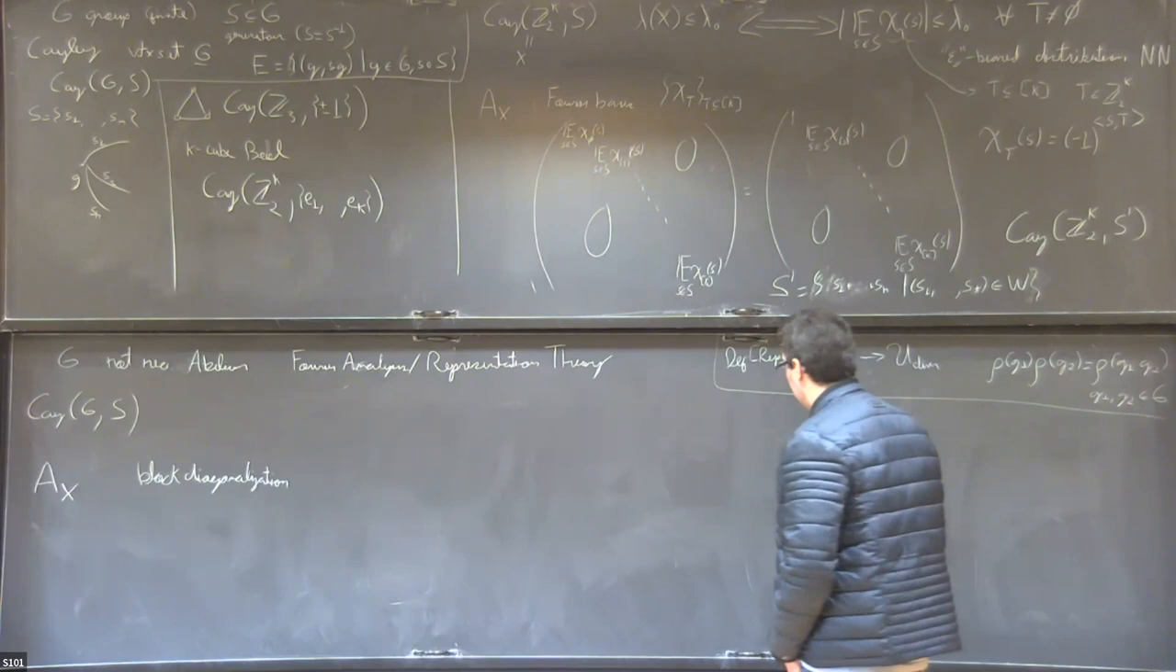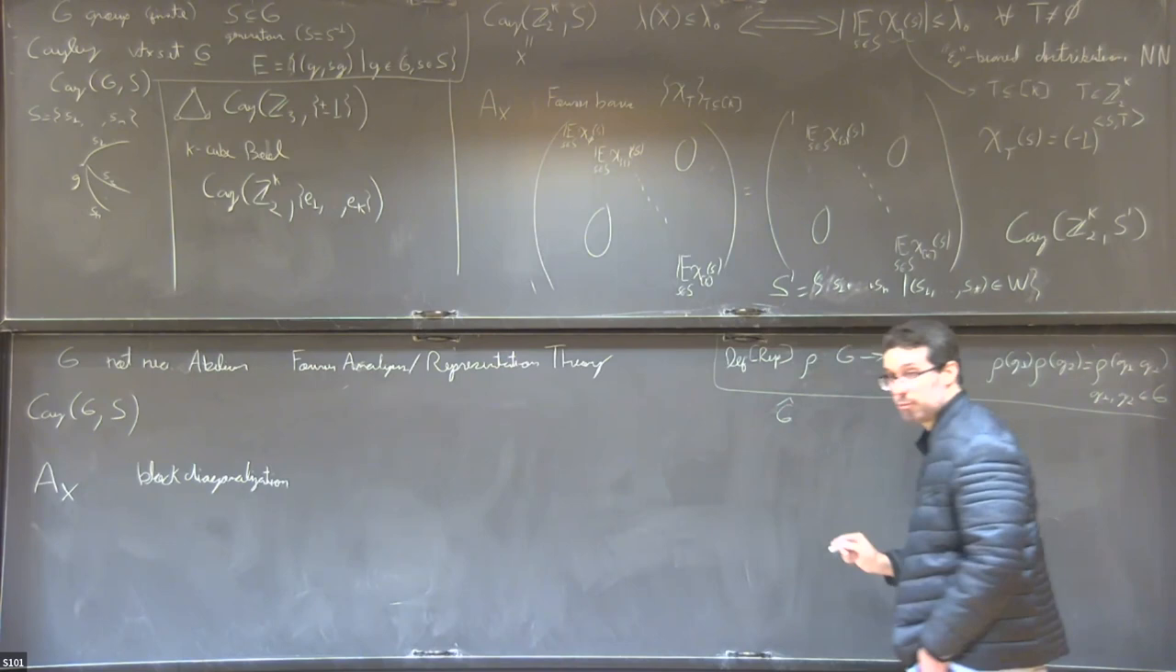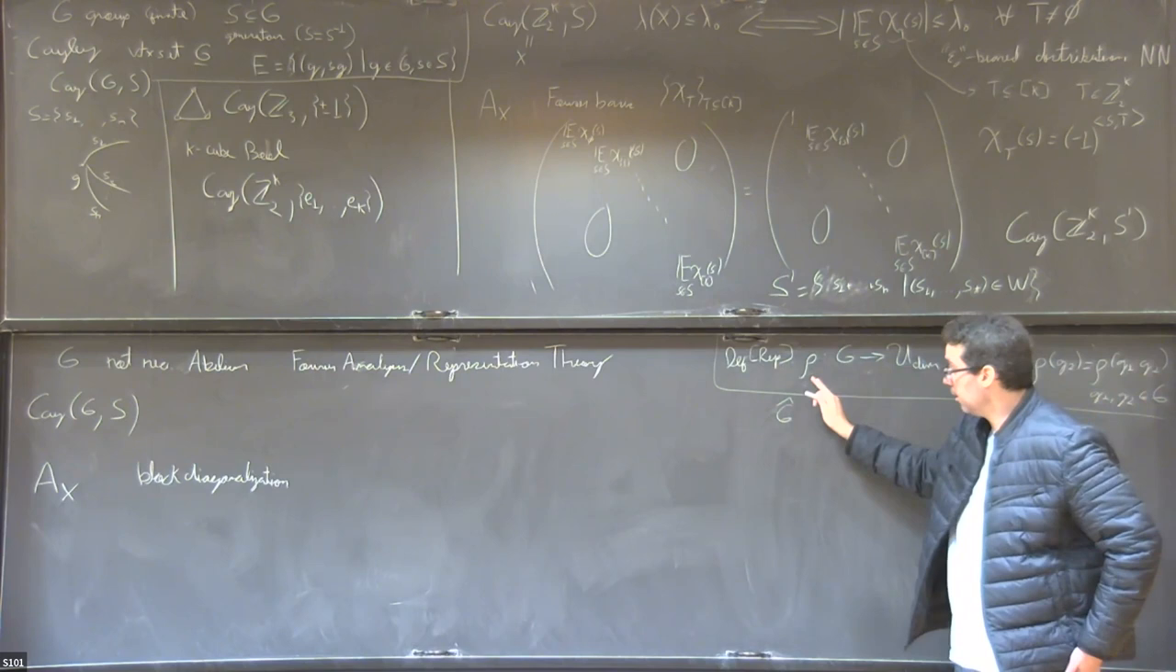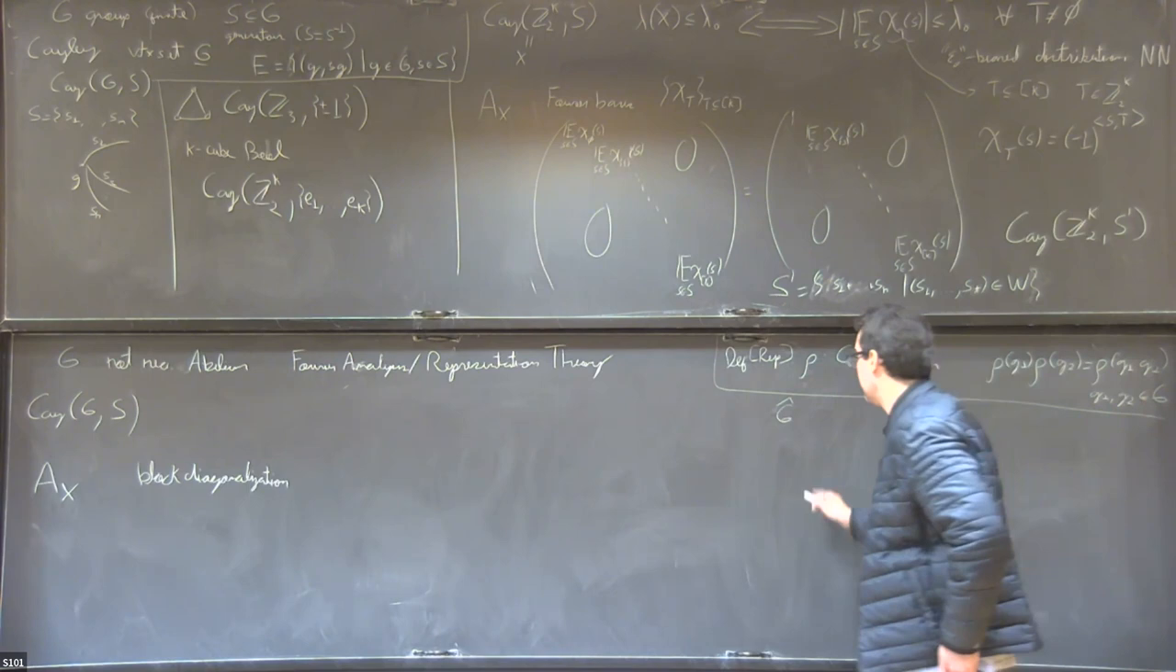A group has what is called the dual group, which is indexing the irreducible representations, very much like a number is decomposable in terms of prime factors. The representations of a group are decomposable into what are called the irreducibles, which are like the primes. We have the set of irreducible representations.